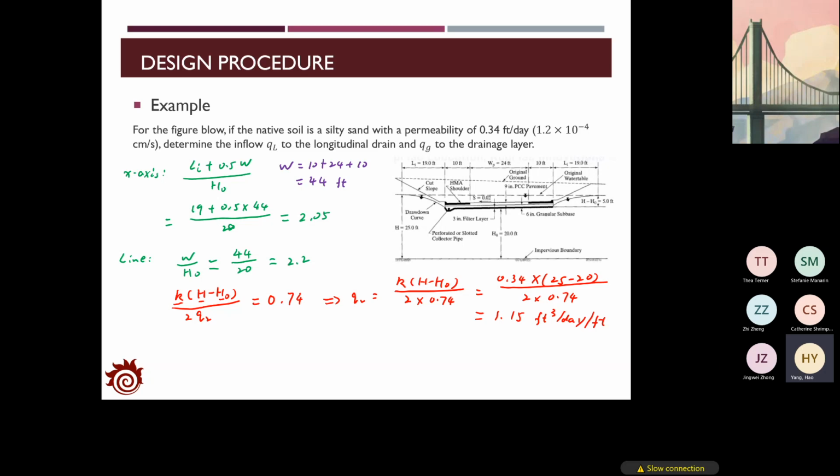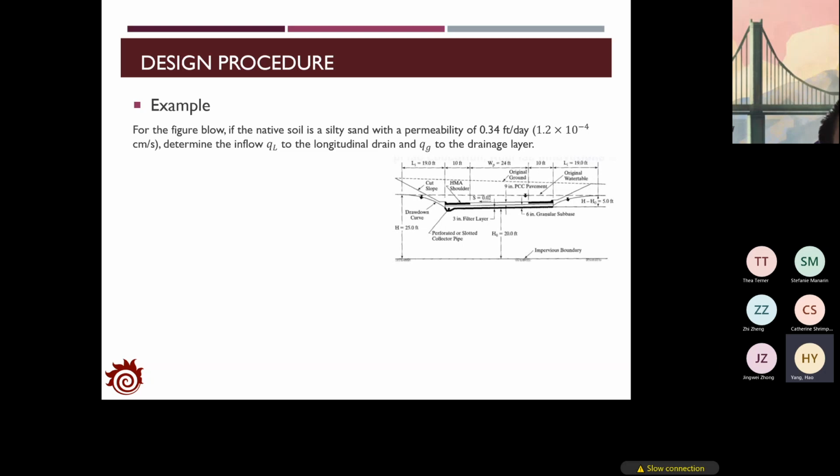Okay, so basically we can recall the definitions of QL and QG for the sloped pavement structure, which is sloped to one side. We have QL equal to 2 times Q1 plus Q2. And in this case, we know that Q1 is 0.22 and Q2 is 1.15. So we get QL as 2.74 cubic feet per day per feet.